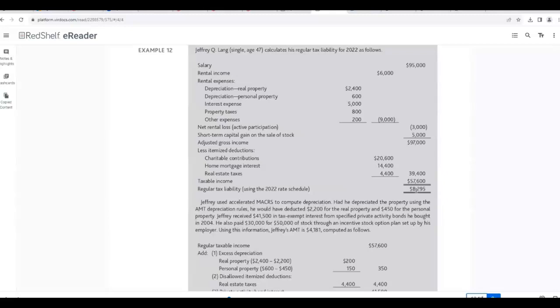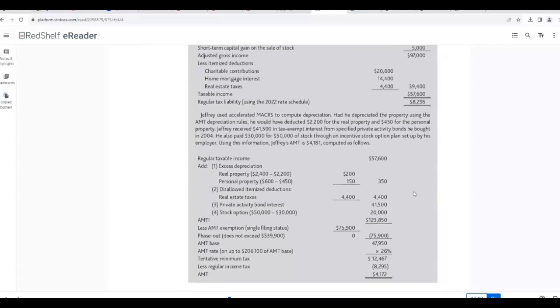Up to here is just regular tax preparation. Any questions? Don't be shy. Okay. Now let's get into this AMT.